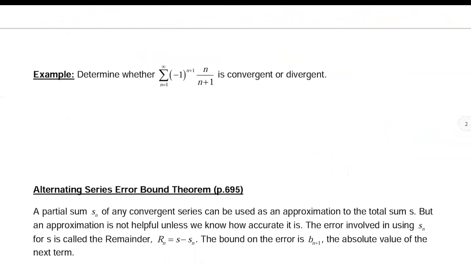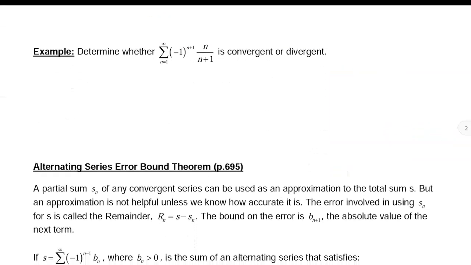Let's practice one more. If you are feeling confident, perhaps you want to pause the video and look at this example. Check the two conditions of the alternating series test and determine if this series is converging. If you want to do that, pause the video now, and I will go over the solution in a moment.